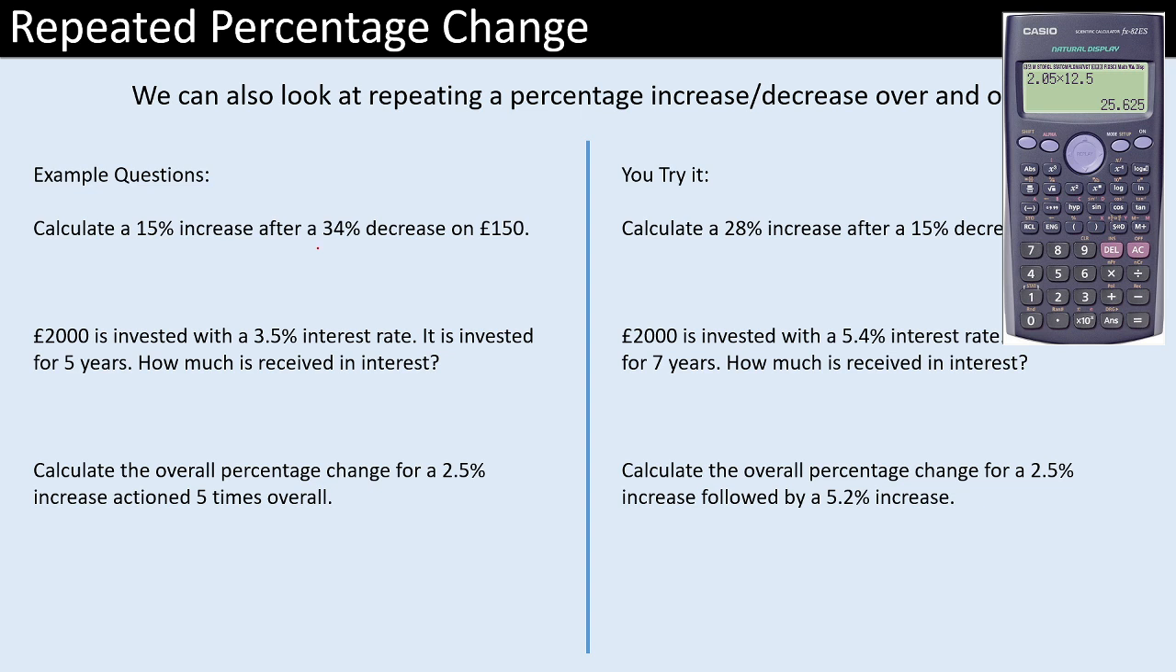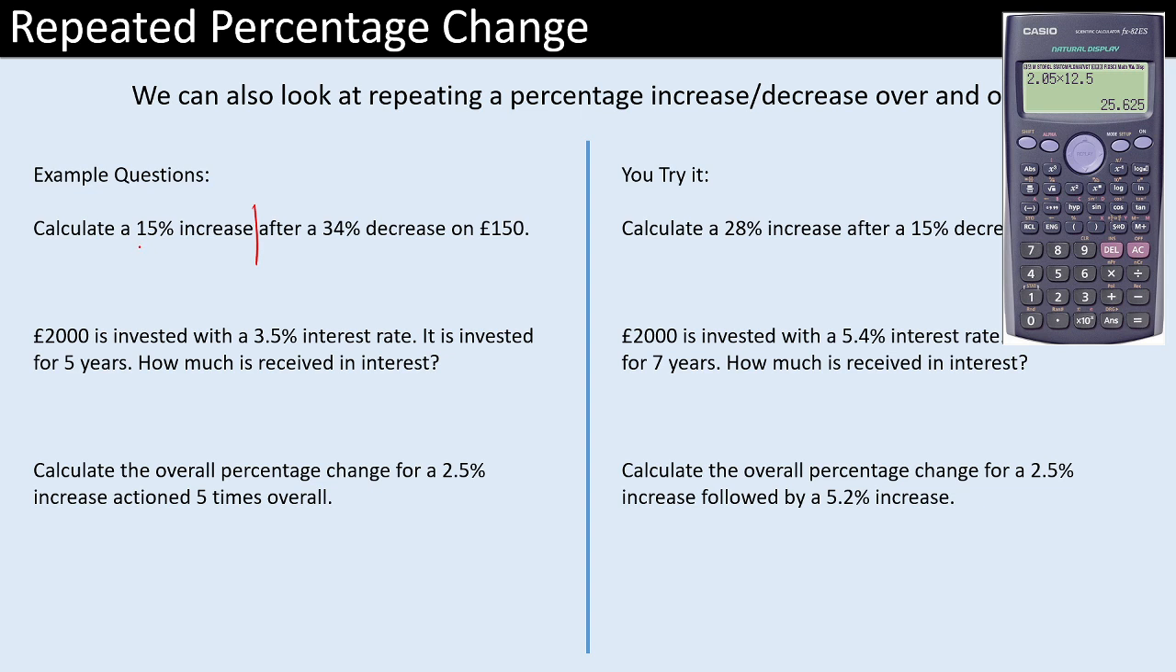Now, you can see here we've got multiple different things going on. In the first one we've got a 15% increase after a 34% decrease. What we're going to have to do is consider each of these things separately. So I'm going to have to look at what the multiplier will be for a 15% increase, what our multiplier will be for a 34% decrease, and then look to do them successively.